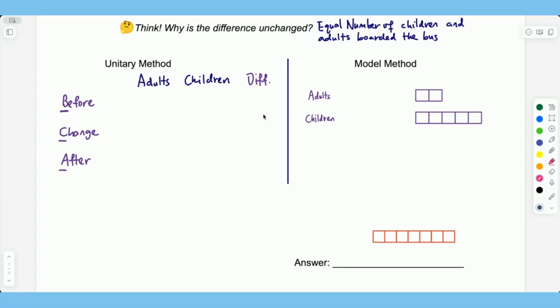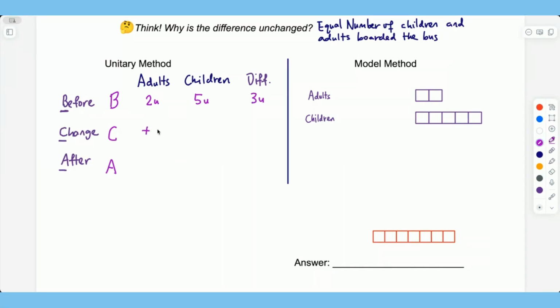I will use the unit method and the model method side by side so that we can visualize it a bit better. Let's have this frame ready. This is the BCA frame, which stands for before, changed, and after. You may just use B, C, and A. Before, that means before any adults and children boarded the bus, there were 2 units of adults and 5 units of children. The difference between the units is 3 units.